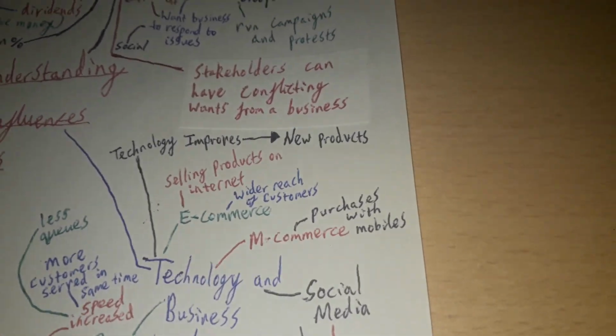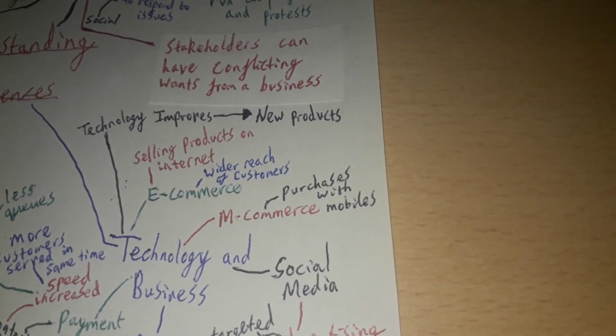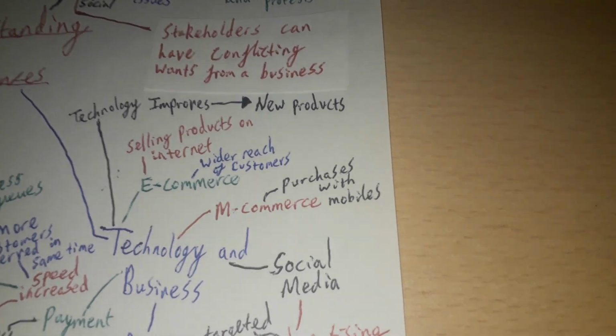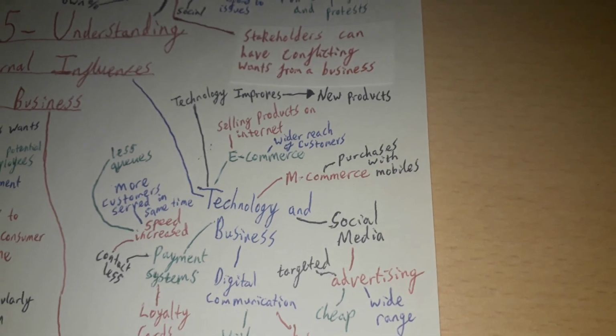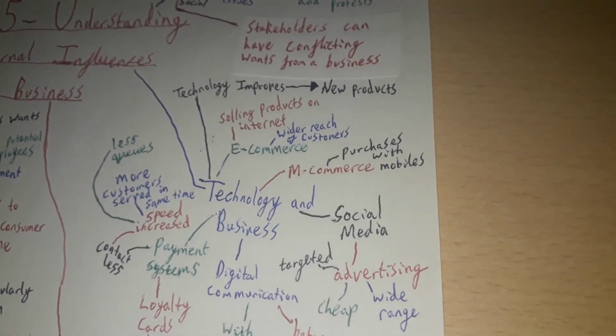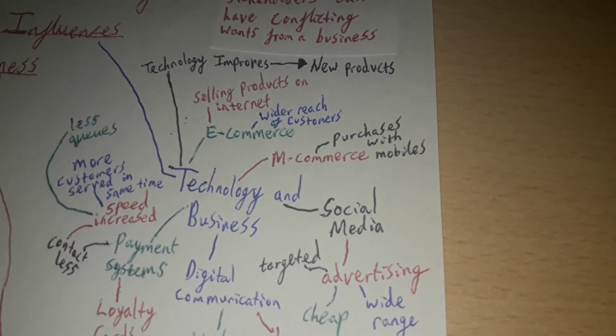Also, there's m-commerce, which is purchases with mobiles, which is often used in a business. It's similar to e-commerce, but it's especially recent, because before, e-commerce would be on the internet but on computers. With m-commerce, it's on a mobile phone, so you can do it anywhere. So it's even bigger, really.